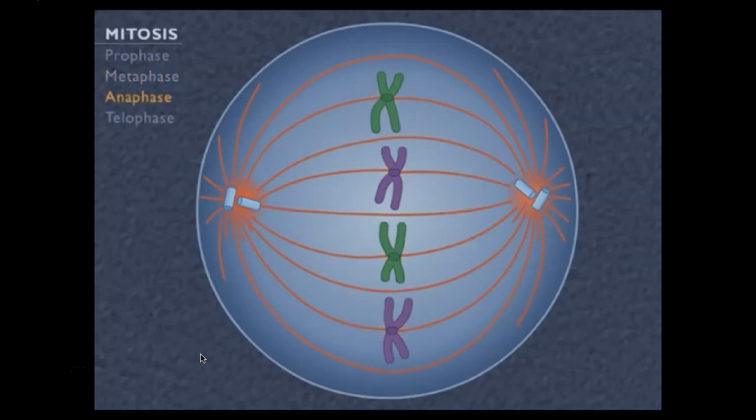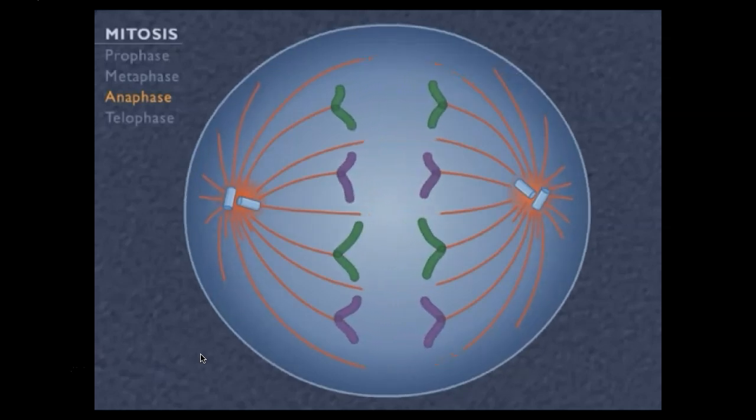Anaphase begins when the sister chromatids of each chromosome begin to separate. The centromere that holds sister chromatids together divides, and the chromosomes move away from each other along their spindle fibers.